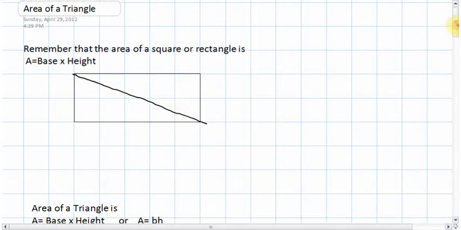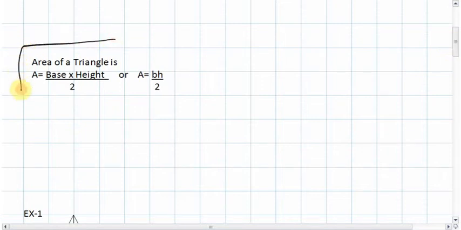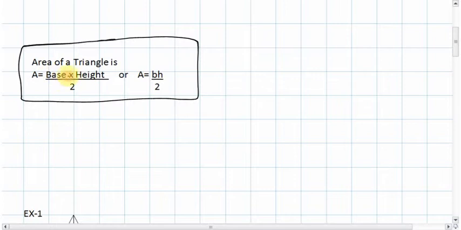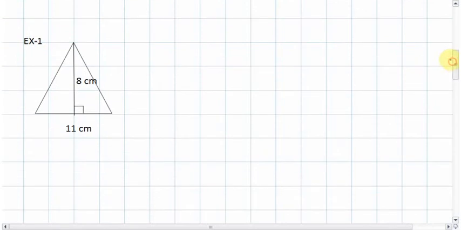And that's exactly what we get for the formula for an area of a triangle, which you'll have to know: the area of a triangle is the base times the height divided by 2. Or in simple terms, A for area equals base times height divided by 2. Times those two top numbers together first, then divide by 2. Okay, let's take a look at how we would use this.